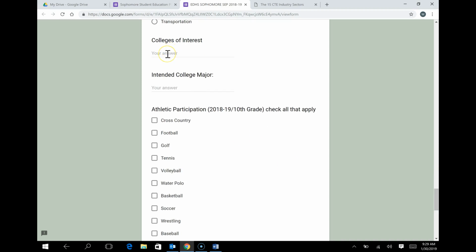College of interest. So if you know what school you are interested in at this point, or maybe you're interested in several schools, go ahead and list that on here so that I have that information available. Intended college major, again, if you could list that major that you are thinking of pursuing at this point.